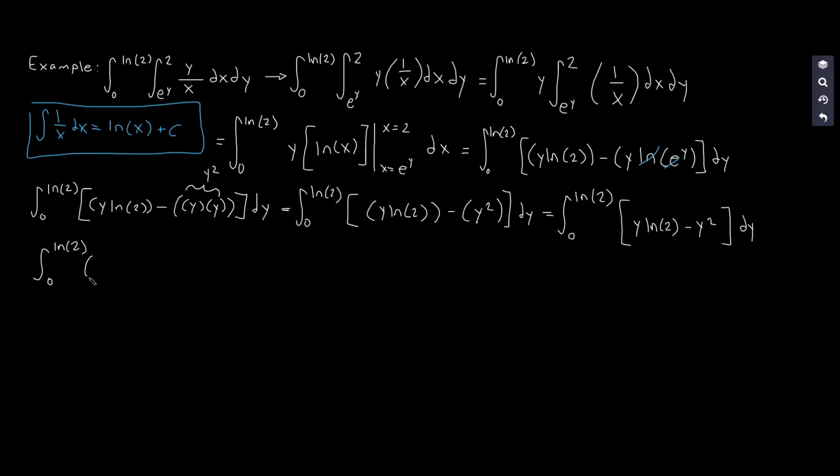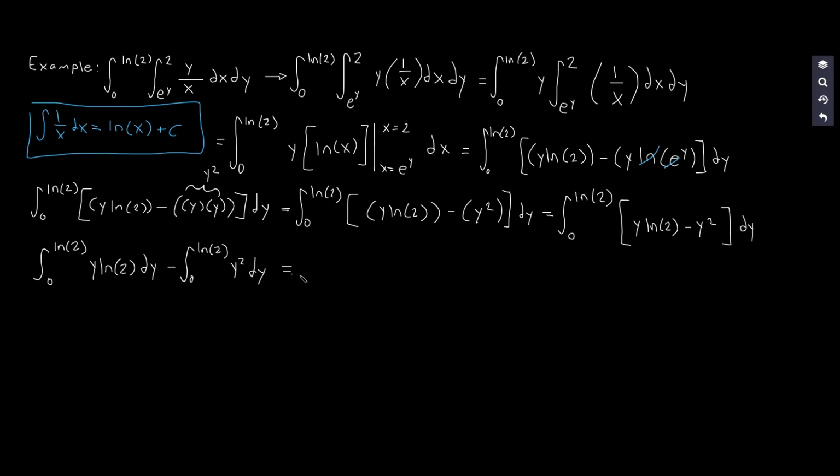And I'm going to split this up via the linearity rule, just because that's how I roll with this kind of stuff when I just don't want to make mistakes. So it's going to be y times the natural logarithm of 2 dy, minus the integral from 0 to the natural logarithm of 2 for y squared dy.